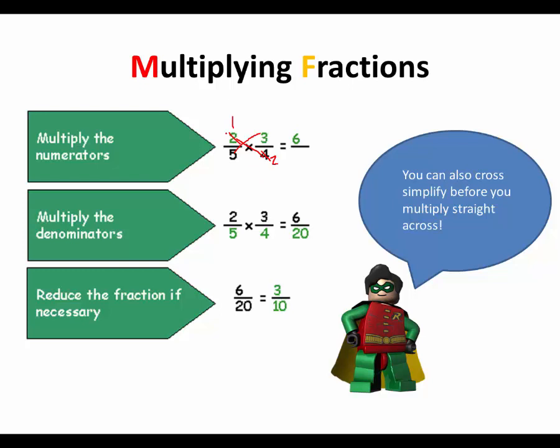Okay, so again, you can cross simplify so you don't have to leave it as your third step, and it can actually become your first step. And it does make it a lot easier when you have bigger numbers. Cross simplifying, that way you can get it out of the way and you don't have to worry about it after you multiply at the end.